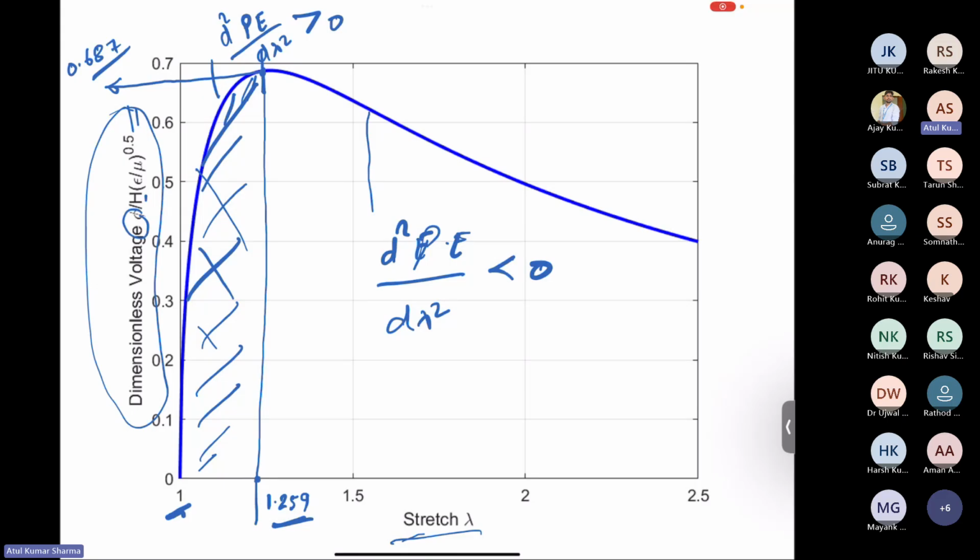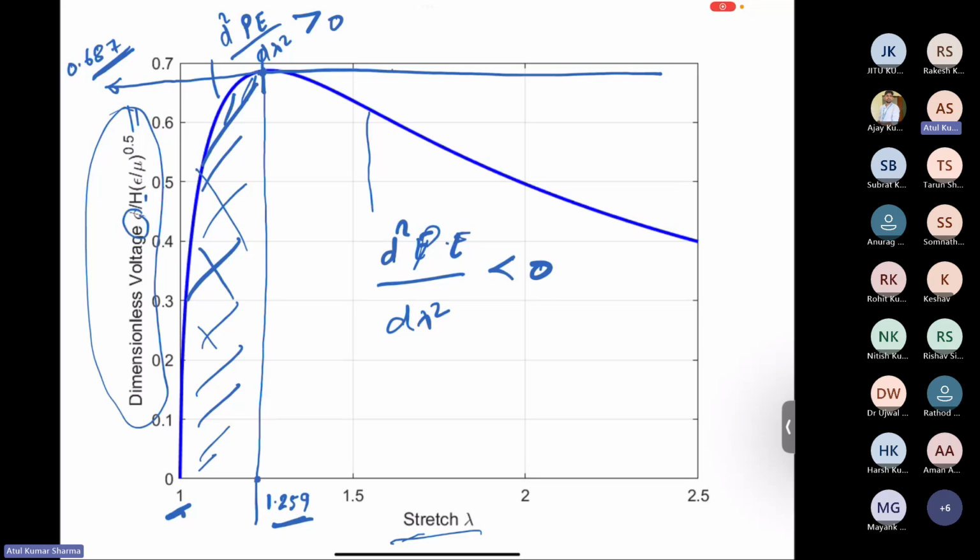What is the critical voltage? This is the critical voltage that you can apply to the system such that its deformation corresponds to a stable equilibrium. Okay, so what will happen after this point? Let's say this is the applied voltage 0.687. Now if you apply a value above that, let's say 0.688, what will happen?